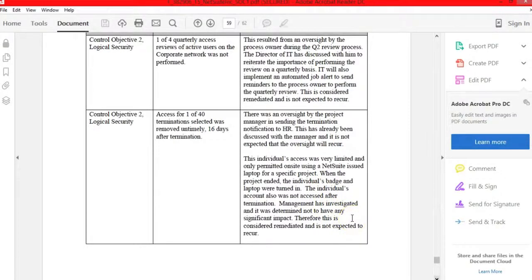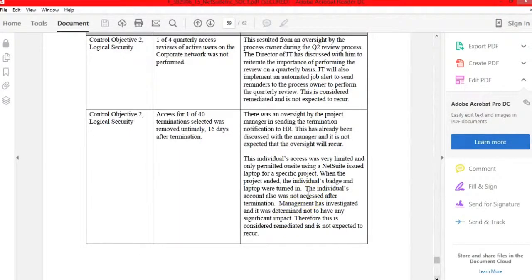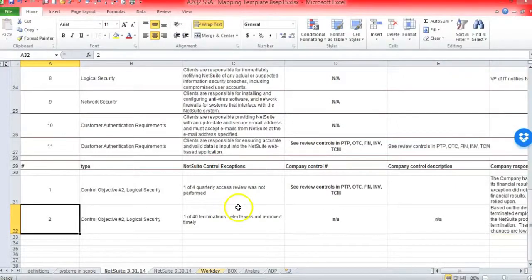So now this is a good response, because then you feel that, I don't have to worry. Someone might have slipped through the crack, but they didn't go back into the system again. So this is how you review.